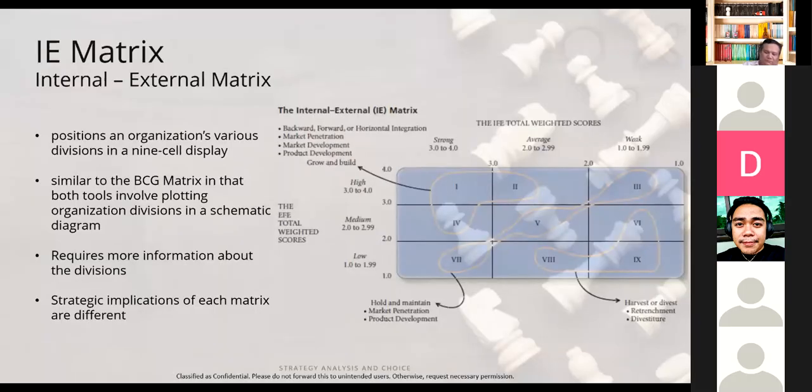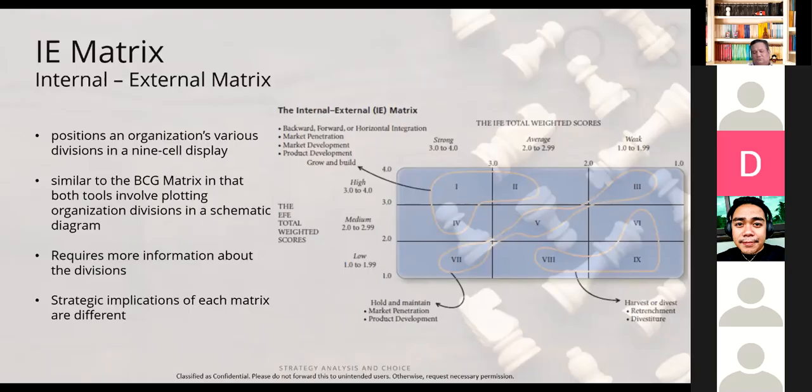The next tool is the IE Matrix, which stands for Internal External Matrix. This matrix positions an organization's various divisions in a 9-cell display, which is illustrated in the figure. The IE matrix is similar to the BCG matrix in that both tools involve plotting organization divisions in a schematic diagram. It is why they are both called portfolio matrices. Also, the size of each circle represents the percentage sales contribution of each division, and the pie slice reveals the percentage profit contribution of each division in both the BCG and the IE matrix.